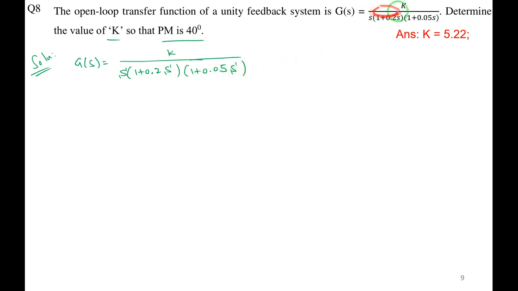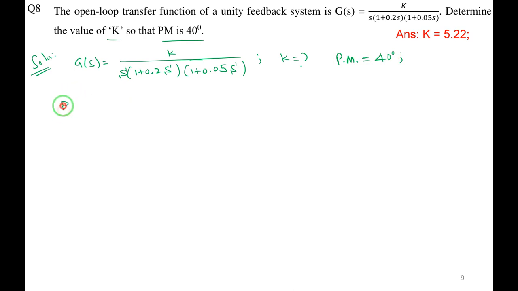Okay, this G(s) is changing. I can keep it the same as the previous problem, and I can ask you that also in the next numerical. So K divided by s into (1 plus 0.2s) into (1 plus 0.05s). What is the value of K we want to determine, and the given phase margin is 40 degrees. So okay, we'll determine K.